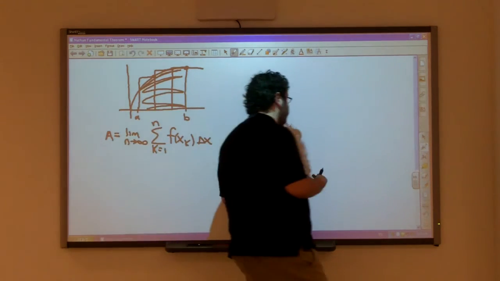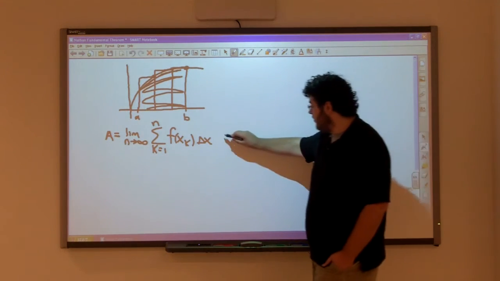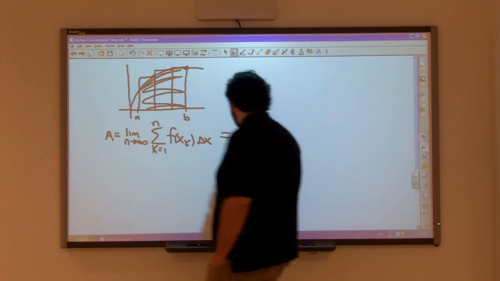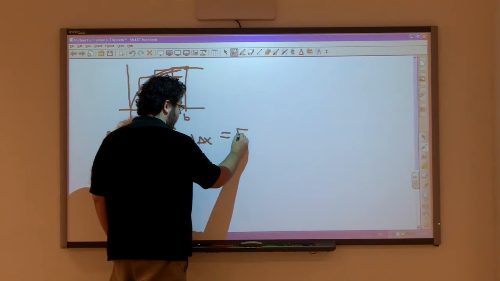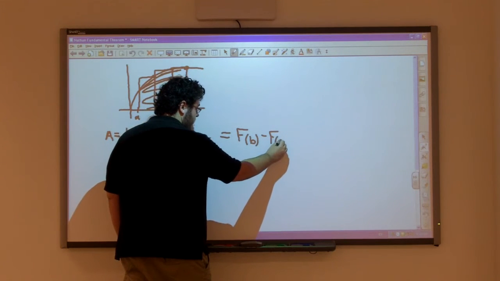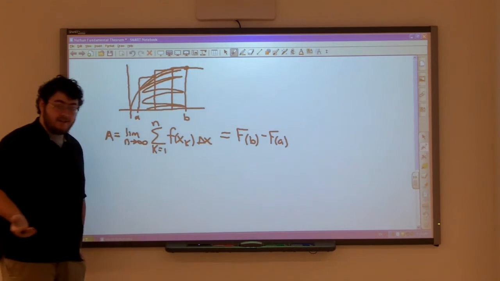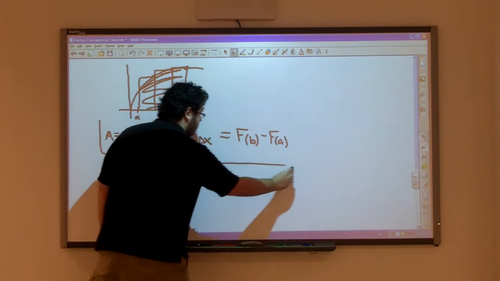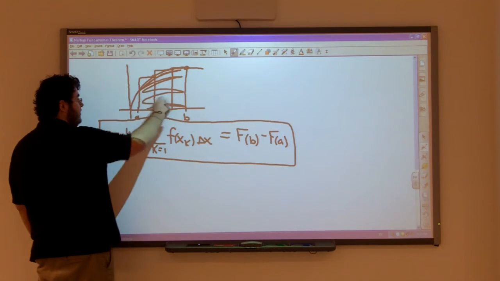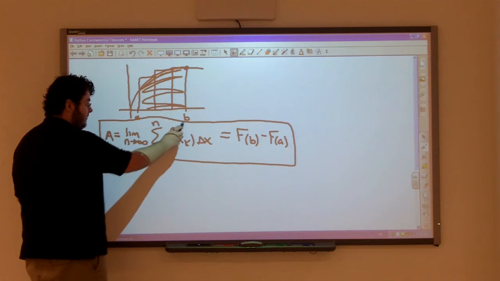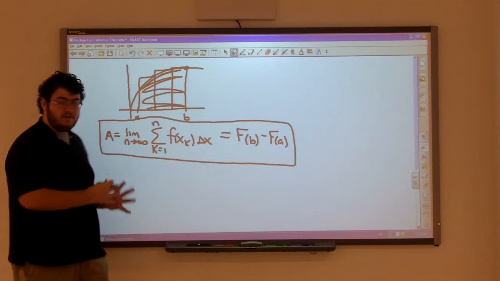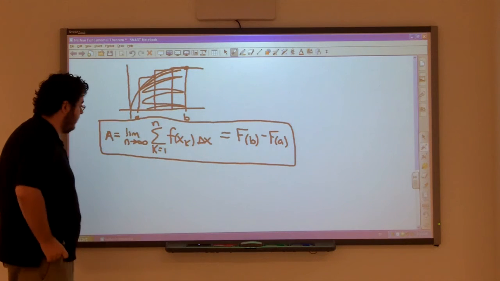So what the fundamental theorem says is that when we want this sum, this area, what it really equals is the antiderivative of f evaluated at the endpoints. And that's it. So that is the fundamental theorem of calculus. It says the area is just the antiderivative at b minus the antiderivative at a. So if you want to know the area of the inside, all you have to know is the behavior at the end, which is pretty cool.